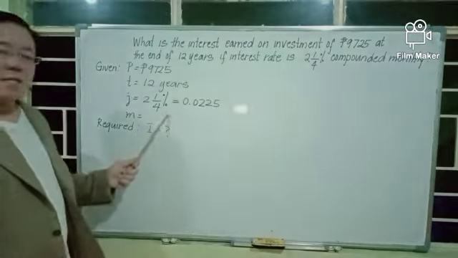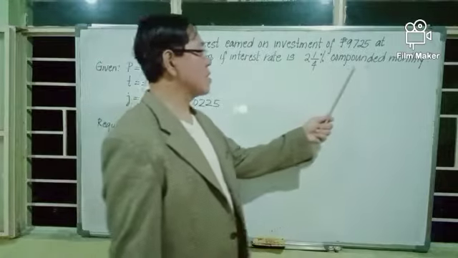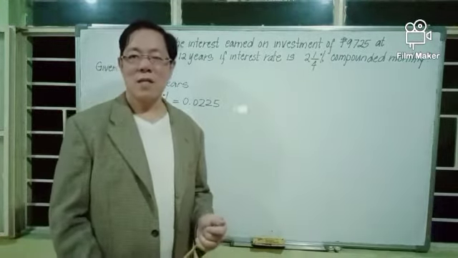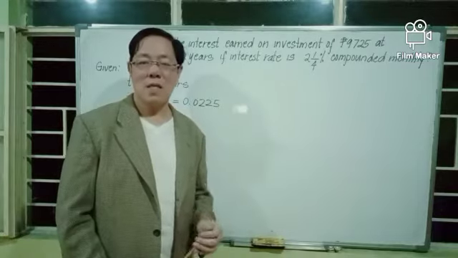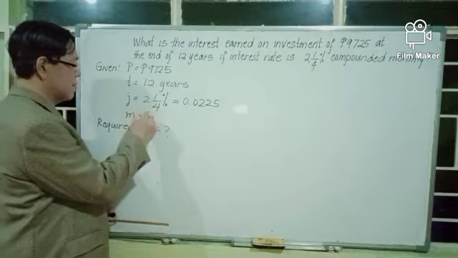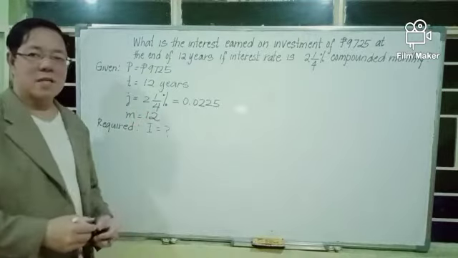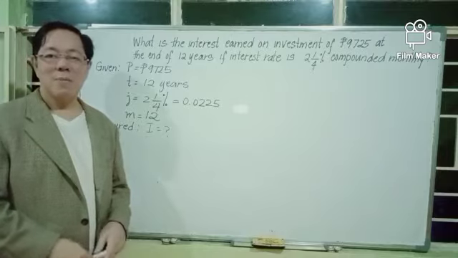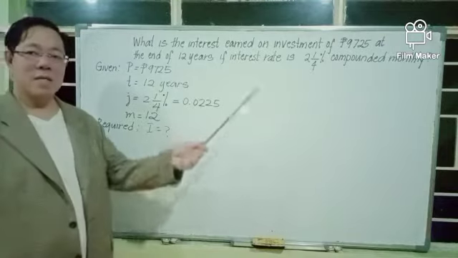And this interest rate is compounded monthly, which means that, as I said earlier, the interest will be computed 12 times a year. Hence, our M is 12. The interest rate will be computed 12 times a year. That is every month or monthly.